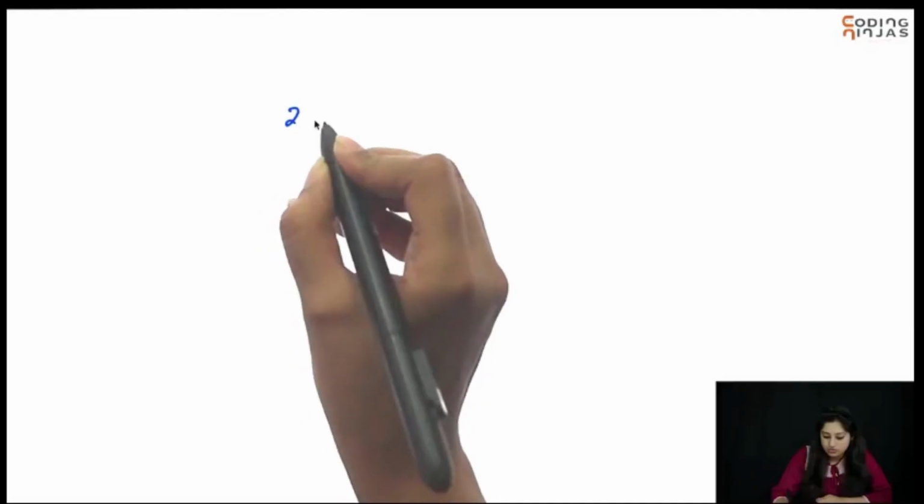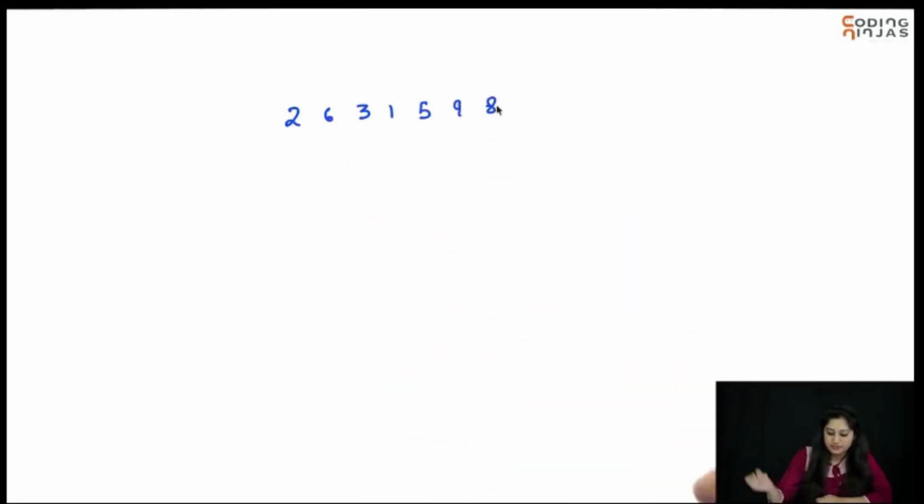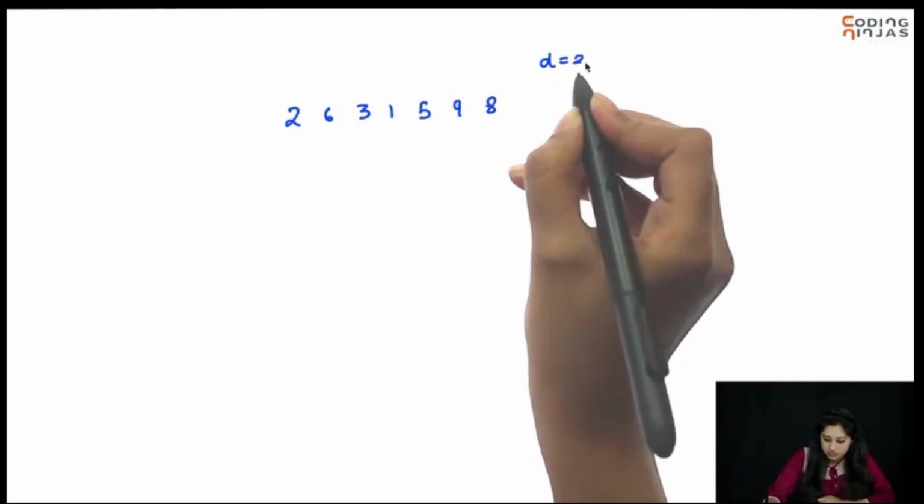Hello. So the question that we are going to discuss is, you are given an array and you need to rotate that array by d positions. So let's take an example. Let's say the array that I have is 2, 6, 3, 1, 5, 9 and 8. Suppose I have an array like this and I need to rotate this array by d positions. So let's say d is 2.